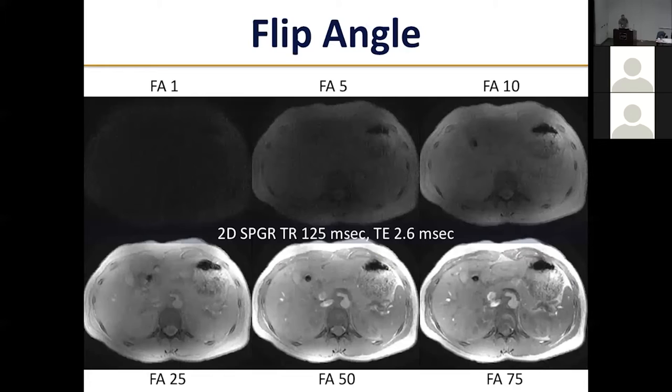The other thing that happens is, notice that as the flip angle increases, the T1 weighting increases, right? So if I showed you this image and asked you to tell me where the liver begins and ends and where the fat begins and ends, you'd have a lot of trouble. The liver and fat have very similar signal intensity. But on this image or this image, you'd be able to tell me where the liver and spleen begin and end and where the fat begins and ends. The reason is that these images have high T1 weighting, and these images have very low T1 weighting.